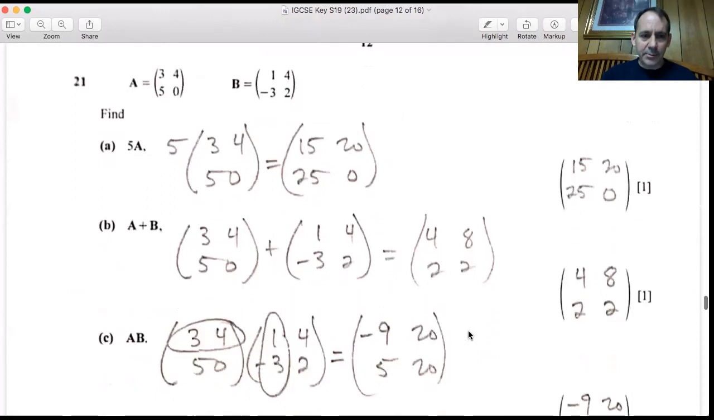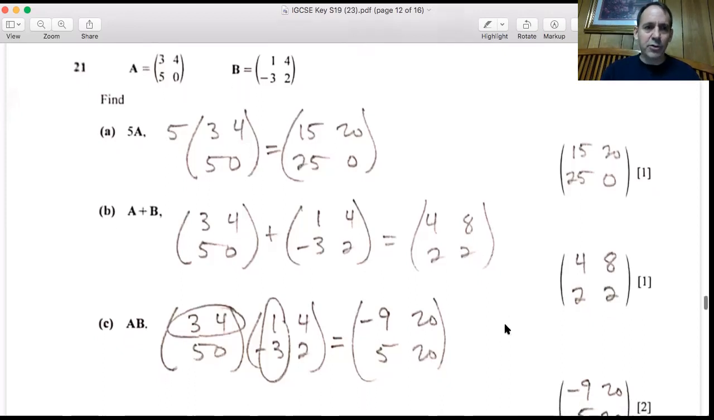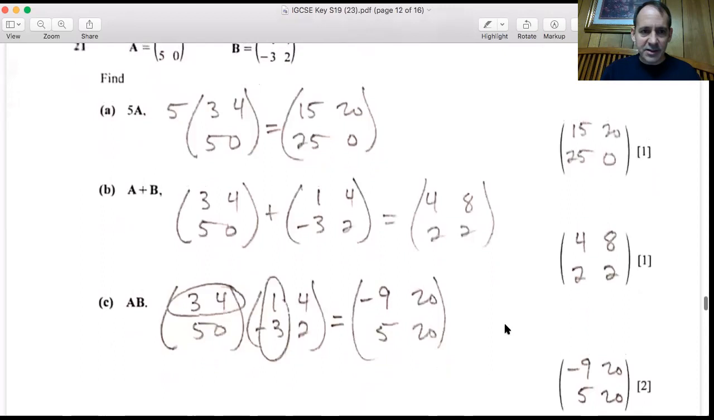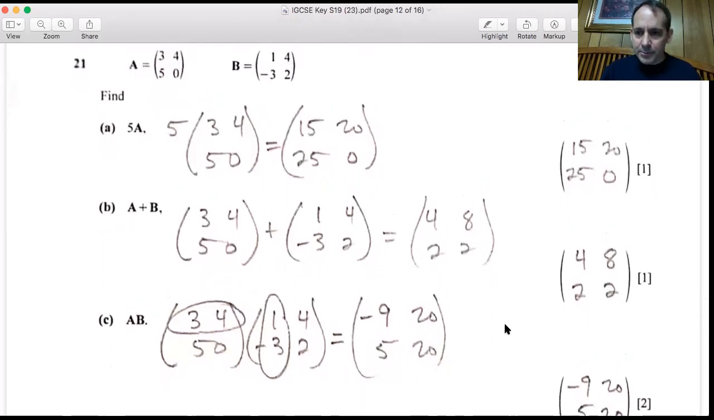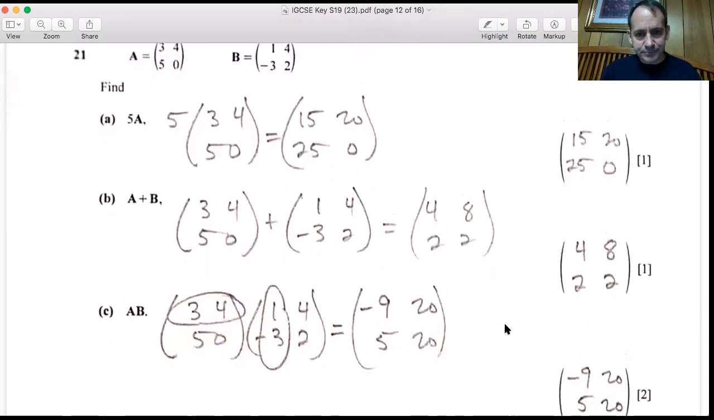Number 21 are matrices. Again, the 2020 syllabus cycle does not include matrices, so technically you don't have to do this. This video I'm making at the beginning of 2021, but the 2020 syllabus cycle does not include matrices, but we'll go through it anyway because matrices are important for further maths and in case you run into it. They're not that difficult.